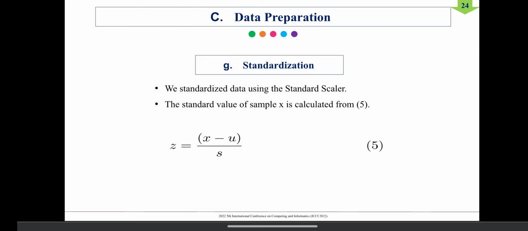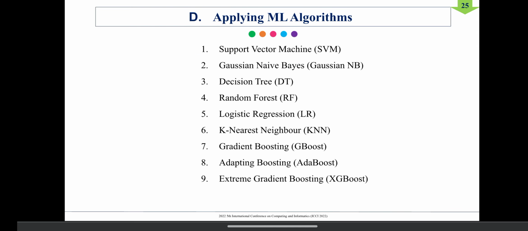Standardization. Standardization has a substantial impact on the machine learning algorithm's performance. We standardize data using the standard scaler from scikit-learn to ensure that all features are measured at the same level. Applying machine learning algorithms. The following machine learning algorithms have been applied to develop our machine learning models.